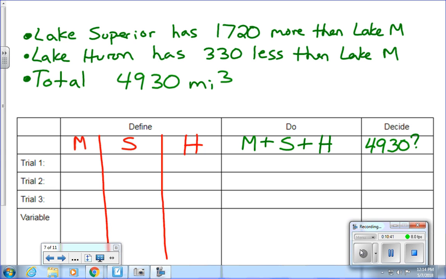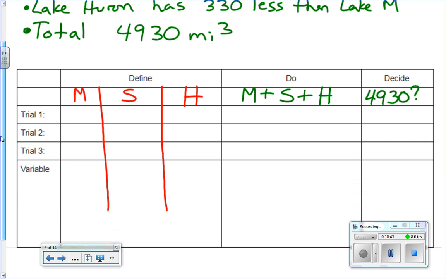So Maddie, what was one of the numbers you guys chose? So Lake Michigan was 650. Then what would Lake Superior be? 2,370. How'd you get that? Okay, and what was the answer? 650 plus 1,720 was 2,370. Okay, so then what was Lake Huron?